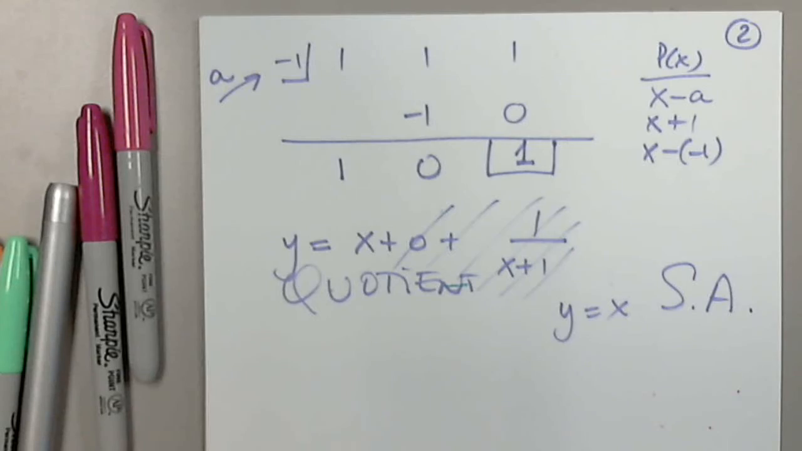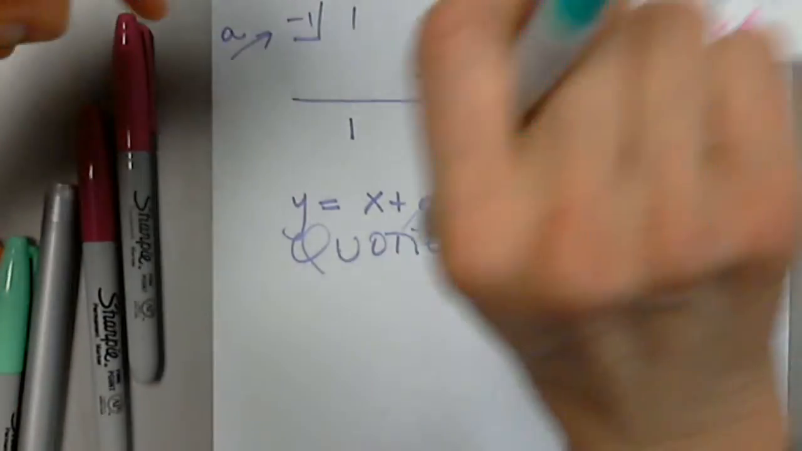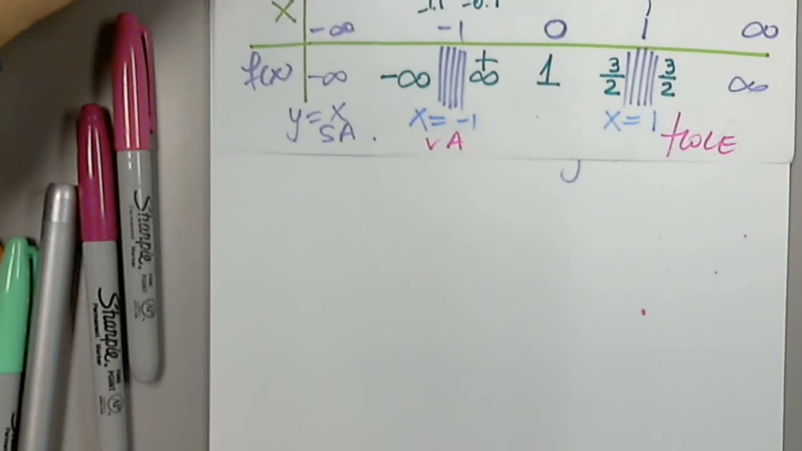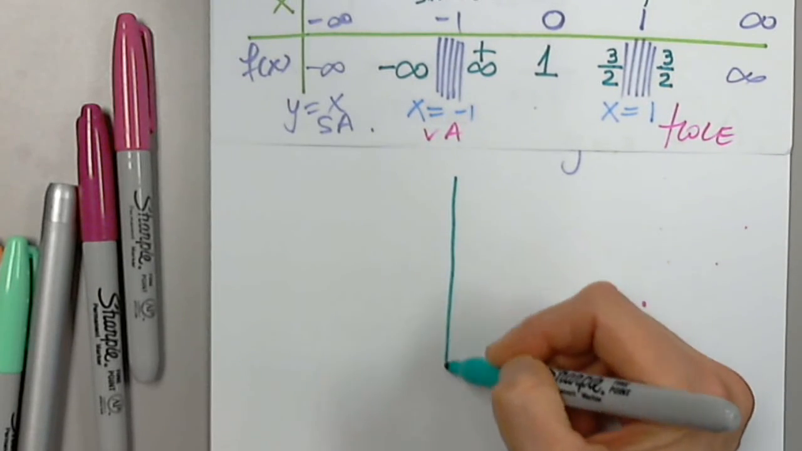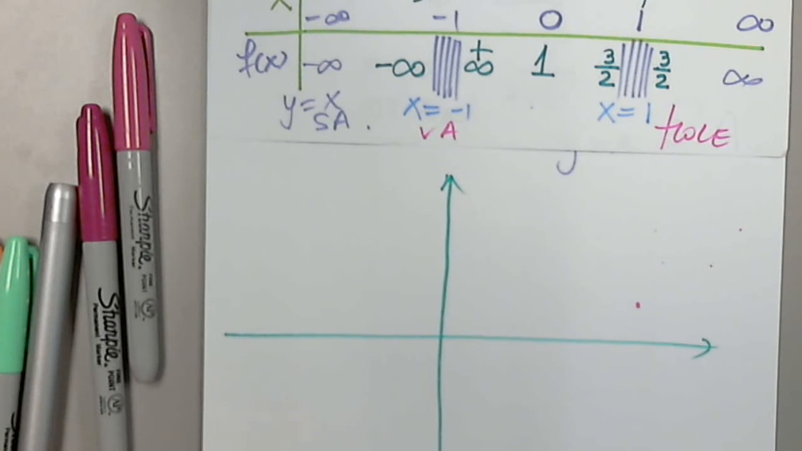When I graph a function with asymptotes, what do I have to graph first? The asymptotes themselves. Thank you. That's mandatory. How many asymptotes do I have to graph for this function? Two.